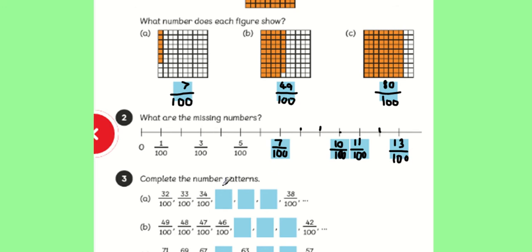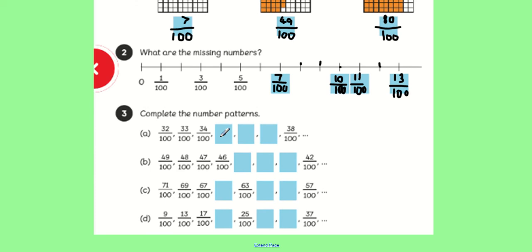Well done. Now we are going to complete these number patterns. So we're just counting up basically. 32 hundredths, 33 hundredths, 34 hundredths, 35 hundredths, 36 hundredths. Yours will be a lot neater than mine. 37 hundredths. And then we go to 38 hundredths.